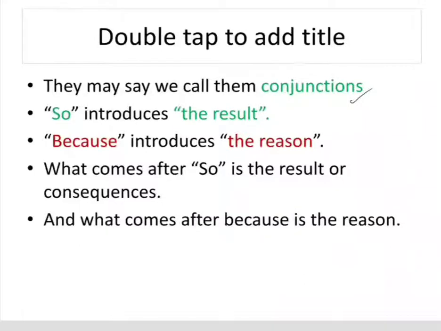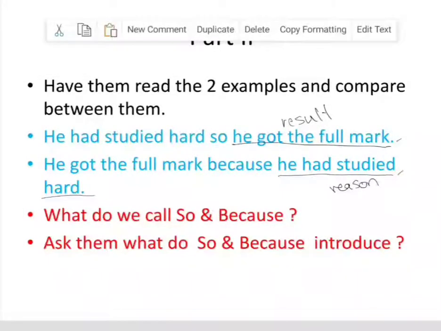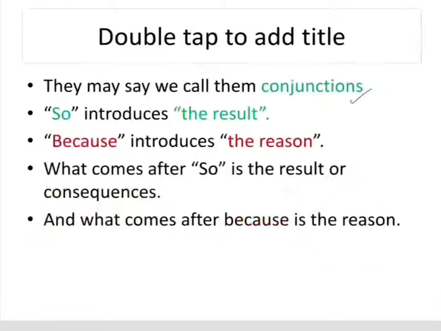Then because introduces, teacher, the reason. Because he had studied hard. Why did he get the full mark? Because he had studied. So this is the reason. So the sentence that comes after so, what does so introduce? It introduces the result or the consequences. What does because introduce? It introduces the reason, as we have here in the examples. What comes after so is the result or the consequences, and what comes after because is the reason.